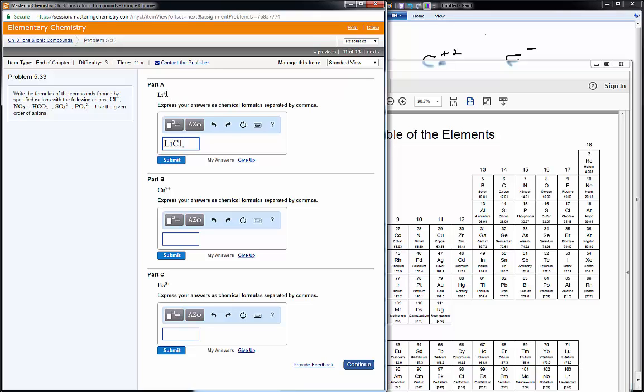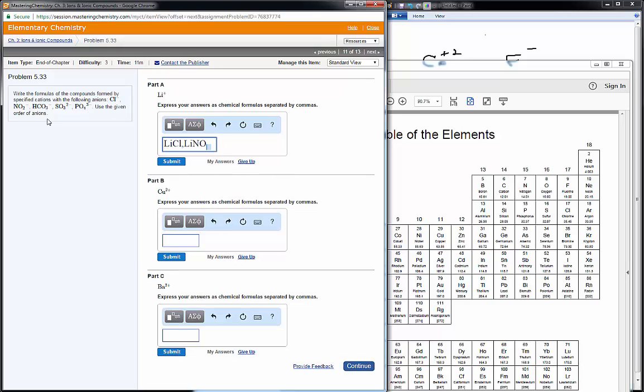For lithium and nitrite, this is 1+, that's 1-. I just need one of each, so I need LiNO2. By the way, when you're drawing the formula or writing the formula of a compound, you never include the ion charges or anything like that. The whole thing gets put together. There are no charges shown, just the ratio of cations to anions that you need to make that work.